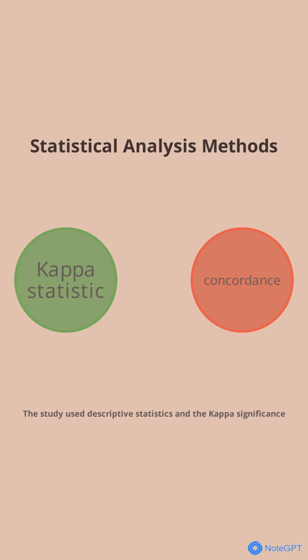The study used descriptive statistics and the kappa significance test to assess agreement between EMG and MRI findings. Kappa values indicate the level of concordance, with higher values representing better agreement. In this study, fair agreement was found at certain root levels, but overall concordance was low when clinical data were not included. This statistical approach helps quantify how well the two diagnostic methods align and where discrepancies may arise.